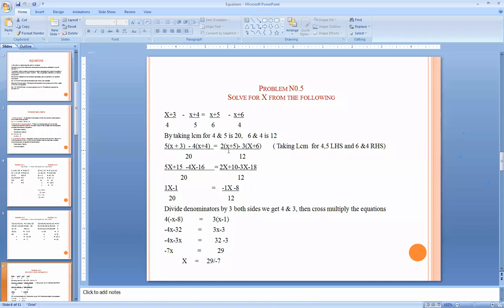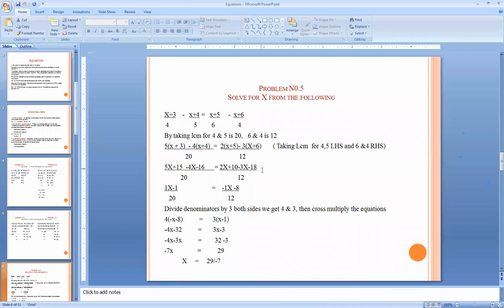Are you following? Then again with this 12, one more denominator value is there, that is 4. 4, how many times does it go into 12? 4 3s are 12, so 3 times. What is the numerator value? That is x plus 6. We should write it as 3 into x plus 6. Are you following this one?